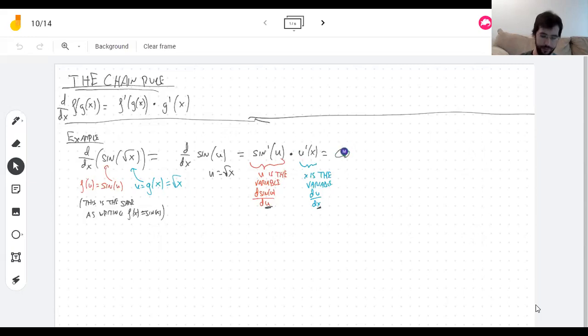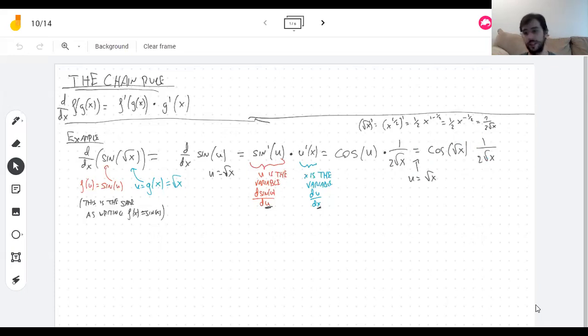So the derivative of sine is cosine. So here it's cosine of u. The derivative of the square root I can do by the power rule. It's 1/2 x to the negative 1/2. And I shouldn't leave u's in my answer at the end, because they didn't ask me. If they give me the question in terms of x, I should be answering in terms of x. So this is going to be cosine of root x times 1 over 2 root x. So that's that derivative.